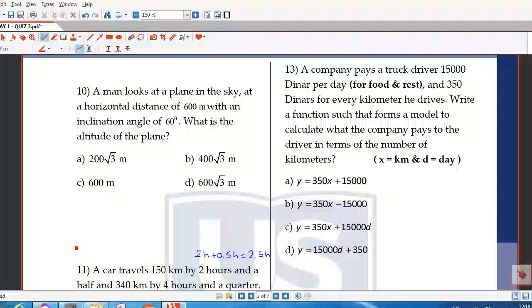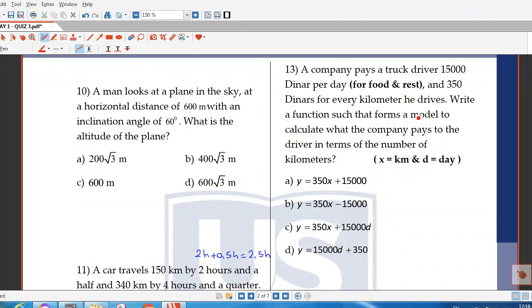Question 13. A company pays a truck driver 15,000 dinar per day and 350 dinar for every kilometer he drives. Write a function that forms a model. Calculate what the company pays to the driver in terms of number of kilometers. In a single equation, especially for a linear model, there will be only one unknown.